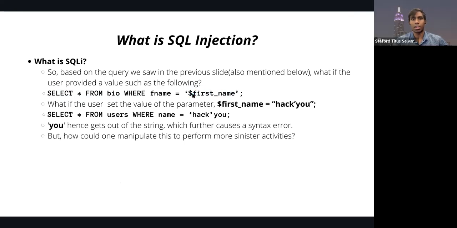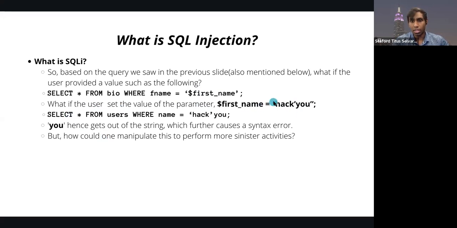Whoever our client is, it can be somebody from India, China, the US, anybody anywhere. That person essentially has full control over this element, the first name. So what if the user sets the value of the parameter first name equal to hack you? Not just hack you, but in between the hack and the u, the user sets a single quote. So what if the user does that?